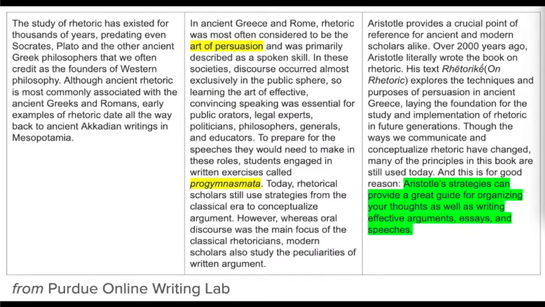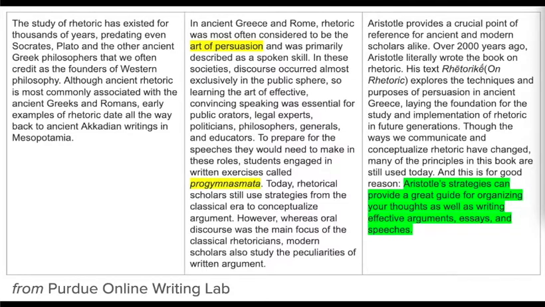Over 2,000 years ago, Aristotle literally wrote the book on rhetoric. His text Rhetoricae, which is, if you look for it in the library or bookstore, going to be called On Rhetoric, explores the techniques and purposes of persuasion in ancient Greece, laying the foundation for the study and implementation of rhetoric in future generations. Though the ways we communicate and conceptualize rhetoric have changed, many of the principles in his book are still used today. And this is for good reason.